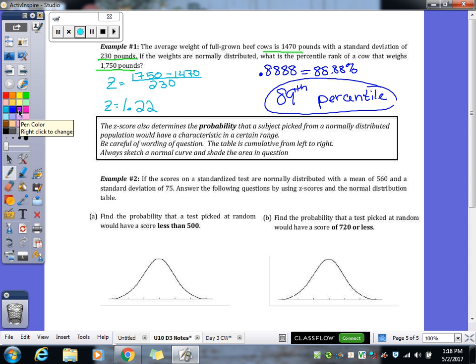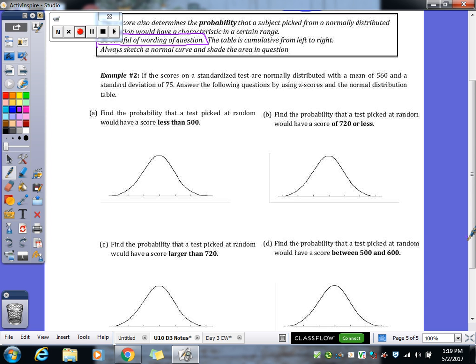So the z-score also can determine your probability. If I didn't take this number here and turn it into a percent, that number is my probability of getting a cow that weight or less. So you have to be careful of the wording of a question, because sometimes they ask you for a percent, sometimes they ask you for a percentile, sometimes they ask you for a probability. So you've got to make sure you know which one they're asking you for. A lot of times what helps make it easier is sketching a picture of what it is that you're trying to look for. And then there's other times you don't have an option. They tell you you have to sketch the picture. So we're going to practice it.